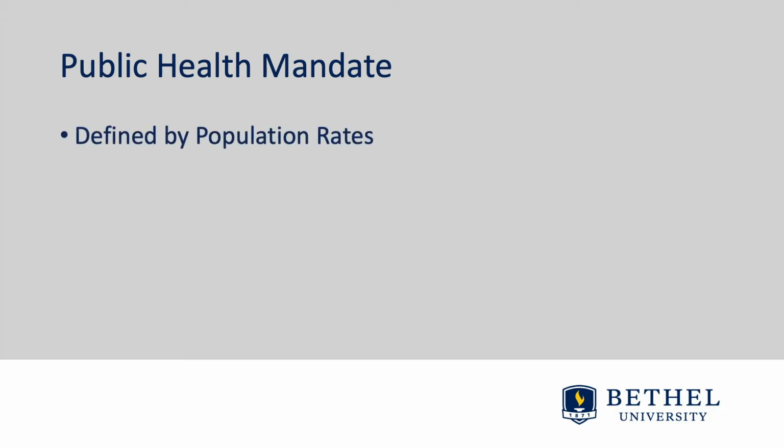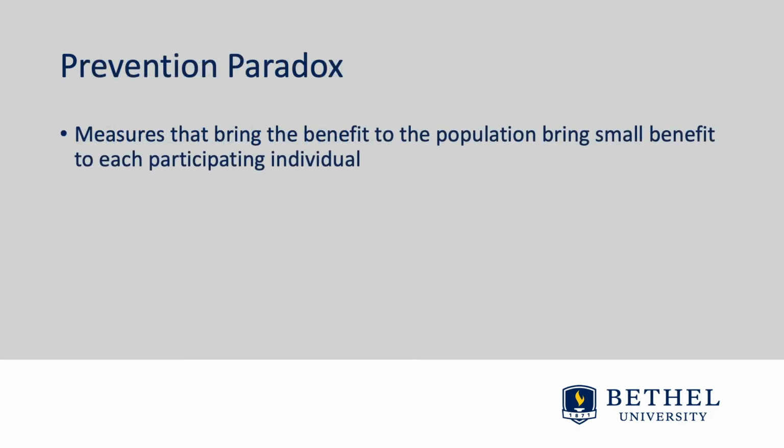Public health mandates are defined by population rates. From 1999 to 2009, the age-adjusted death rate in the United States declined from 881.9 per 100,000 population to 741 per 100,000. A record low and a continuation of a steady downward trend that began during the last century. It was changes in policy in public health that contributed significantly to this decline. Measures that bring benefit to the population bring small benefit to each participating individual.